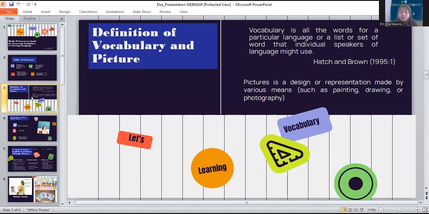Vocabulary is the first basic important aspect of learning English by learners. By mastering vocabulary, they are able to communicate both orally and in writing well. Also, by having vocabulary, learners are hoped to master the four skills in English, such as reading, speaking, writing, and listening. And then picture. Picture is a design or representation made by various means, such as painting, drawing, or photography.